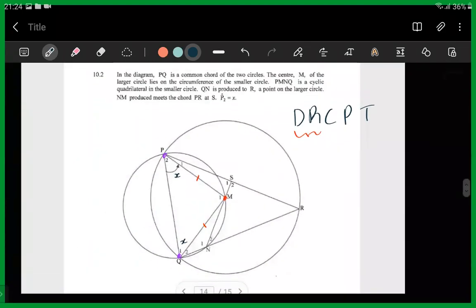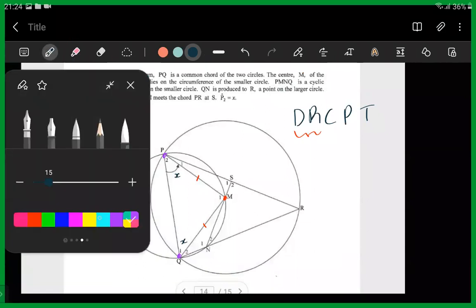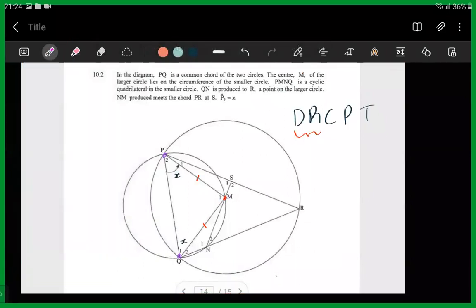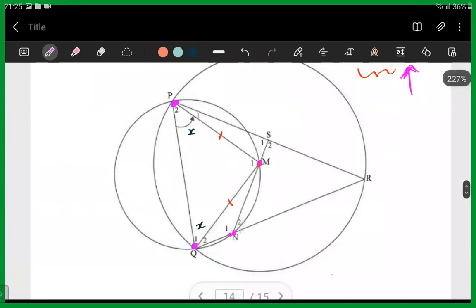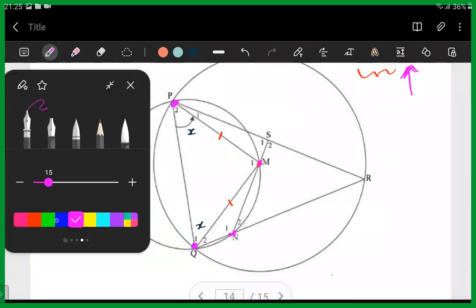Secondly, they said PMQ is a cyclic quad. So let's see where that is. P, M, and Q is a cyclic quad. The moment they mention cyclic quad, look for the three laws. You may not find all of them, but there has to be at least one. The fact that this is a cyclic quad, already you know that you have exterior angles of your shape, and the exterior angles will be equal to the opposite interior angles.